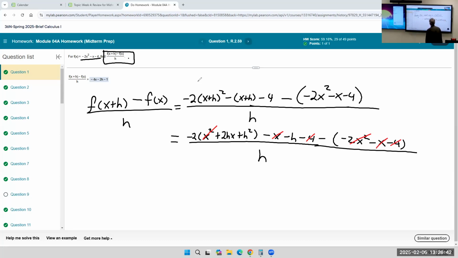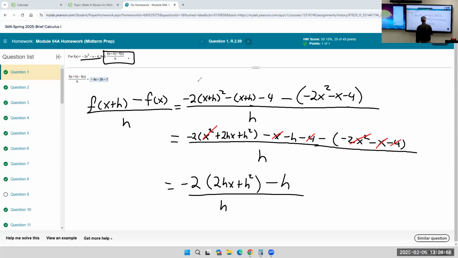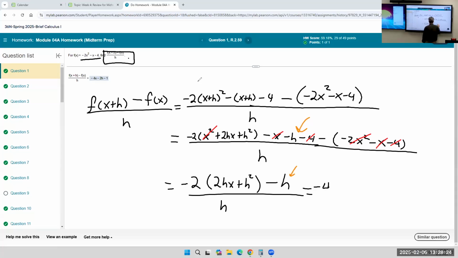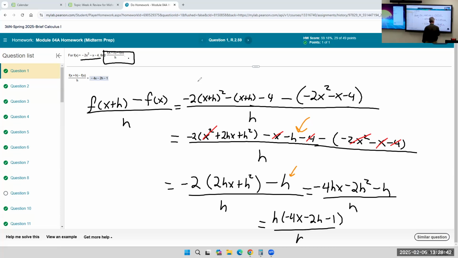So what am I left with? I'm left with negative 2 times 2hx plus h squared, minus h, and then that's gone to 0, and this is over h. Negative 4hx minus 2h squared minus h over h equals h times negative 4x minus 2h minus 1, over h.